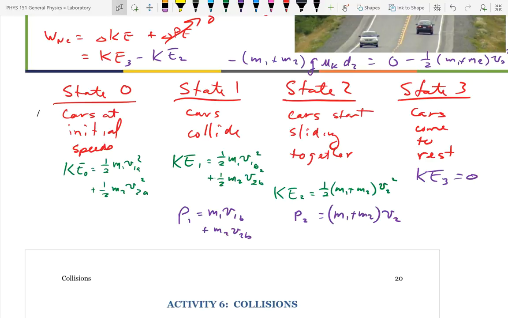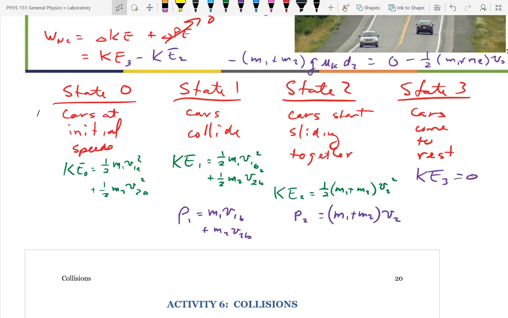Now, you notice the cars being the same mass, they just exchange velocity in that case, which is really cool. But if they're not the same mass, that's not what's going to happen. I'm going to have a lighter car hit a stationary, heavier car. What do you think is going to happen?